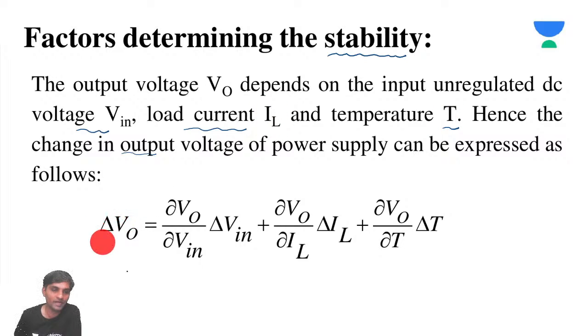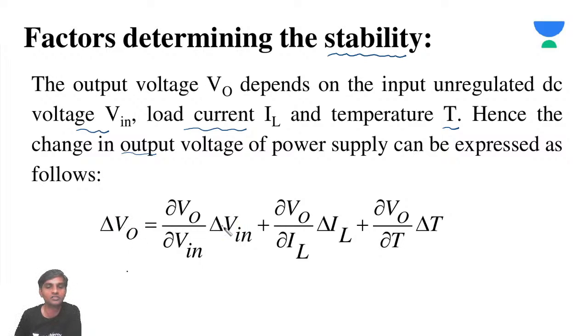So if you want to make this ΔV0, that is the change in output voltage, 0, all of ΔVi, ΔIL, ΔT should be 0. When ΔT, ΔIL, ΔVi are 0, then ΔV0 is 0. What do you mean by ΔV0 equal to 0? ΔV0 equal to 0 means you get a constant output, which is very important.